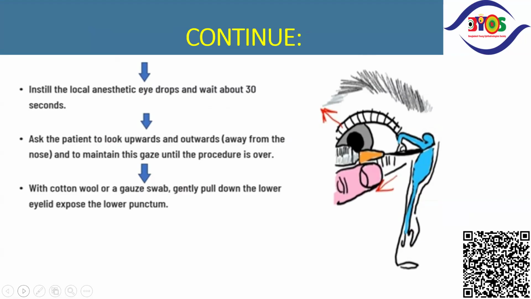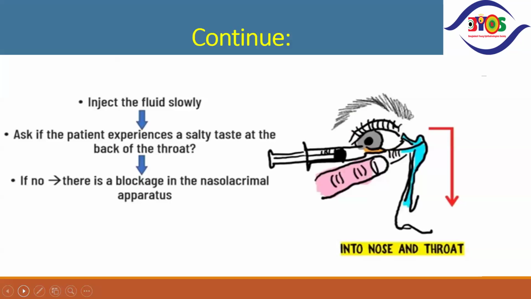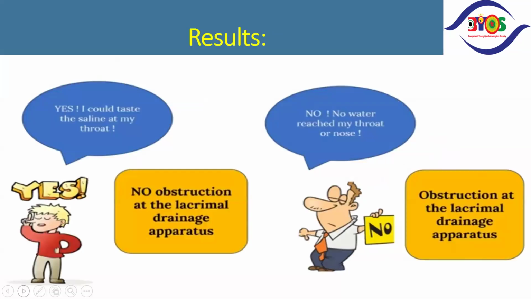With the cotton wool or gauze swab, gently pull down the lower eyelid and expose the lower puncta. Inject the fluid slowly. Ask if the patient experiences any salt taste at the back of the throat. If not, there is a blockage in the nasolacrimal apparatus. So the result could be yes or no. If the patient tastes the saline in the throat, there is no obstruction and the lacrimal apparatus is fine. It's negative for the SPT test. But if no water reaches the throat or nose of the patient, there is an obstruction at the nasolacrimal drainage apparatus.